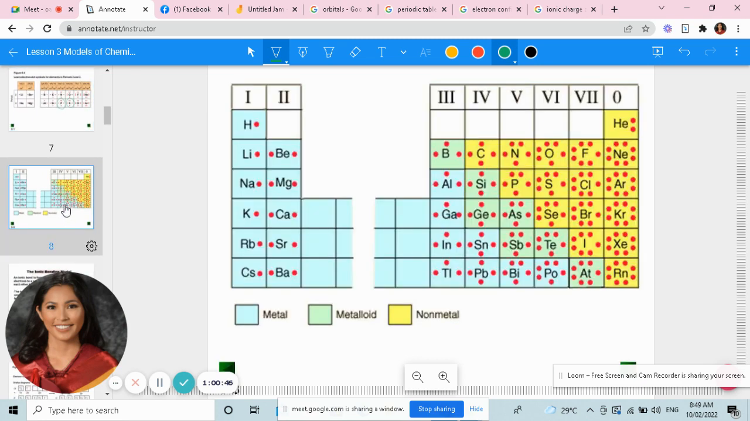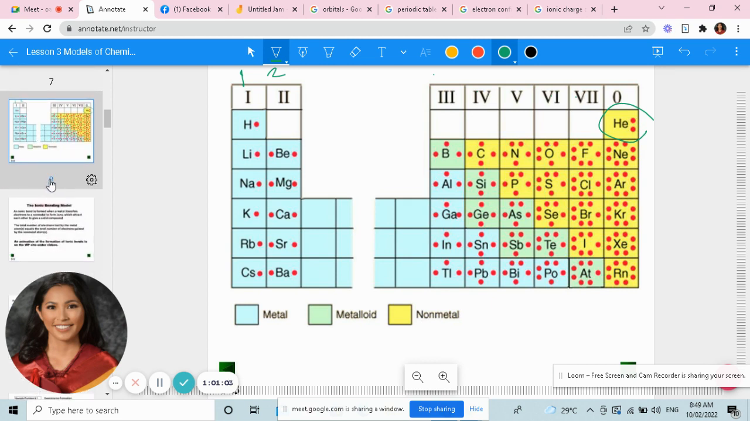So just don't forget the trend. We have one valence electron, two, three, four, five, six, seven, and eight. The exemption is helium, which has only two valence electrons.